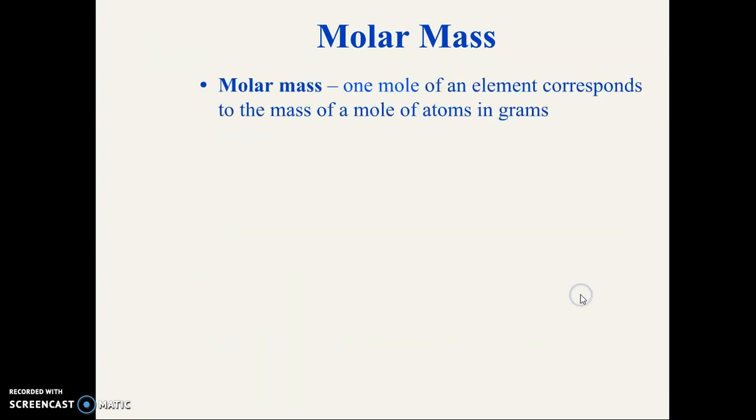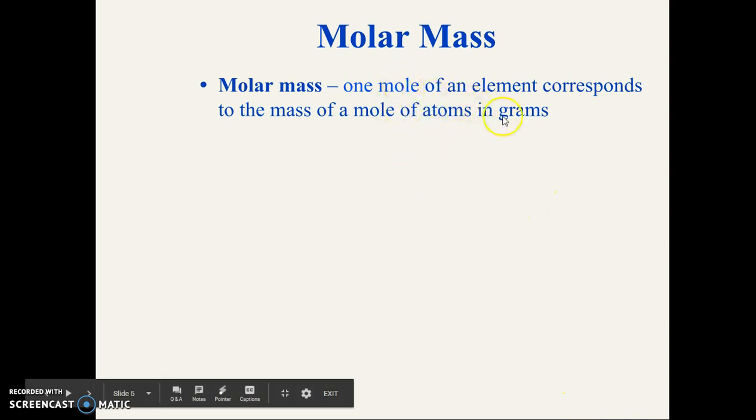Okay. So molar mass is going to be something that we're going to use to relate moles to the actual mass of an atom to make it easier for us to work with. So 1 mole of an element corresponds to the mass of a mole of atoms in grams. When I say I have a mole of oxygen, how much does that weigh? That's going to be the molar mass. If I said go weigh me out a mole of sodium chloride, how much are you actually going to put on the balance or on the scale? That's what the molar mass is. So it's a way to take this unit of moles and relate it to grams.